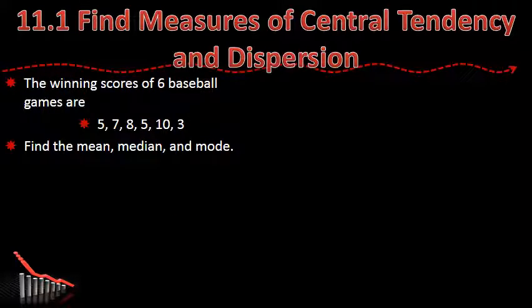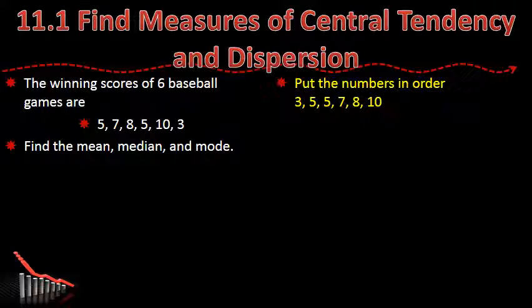For example, the winning scores of 6 baseball games are 5, 7, 8, 5, 10, and 3. Find the mean, median, and mode. To find all of these, you have to put the numbers in order first, smallest to largest. Then to find the mean, add them together and divide by the number of numbers. Since we have 6 numbers, I divided by 6. That gives us 6.33.